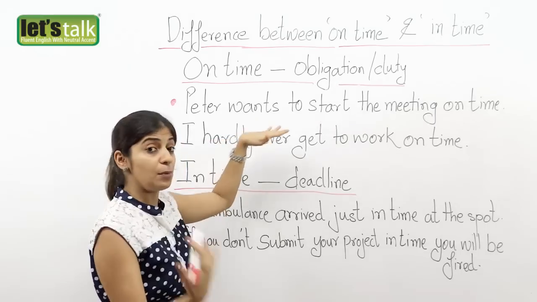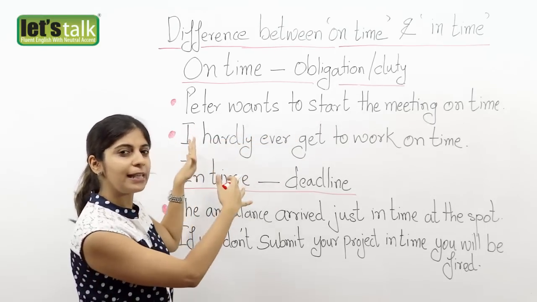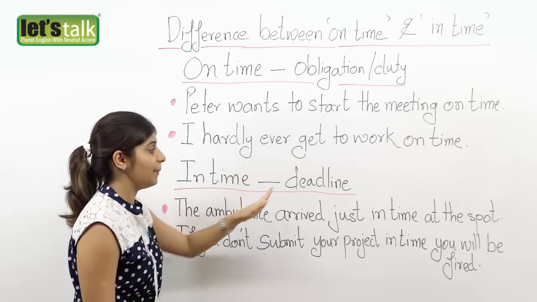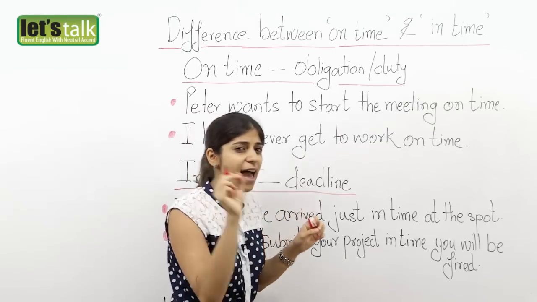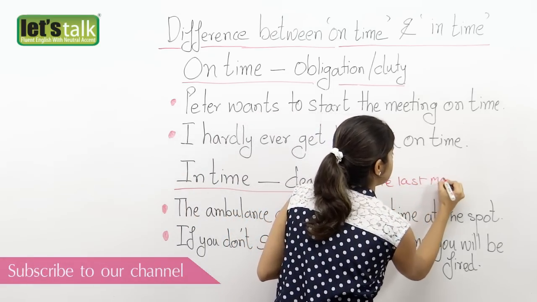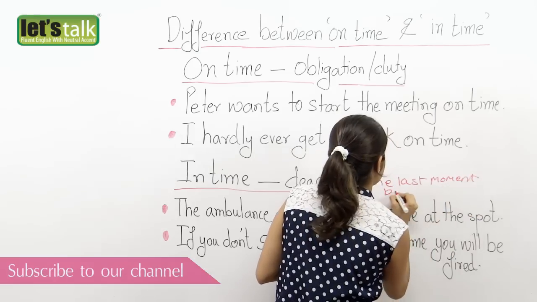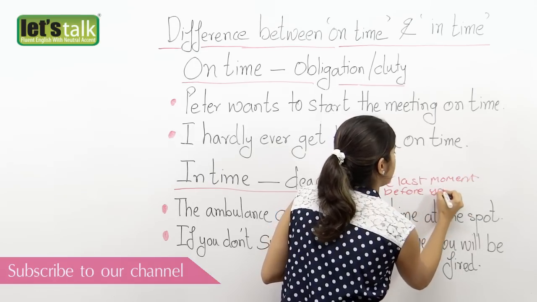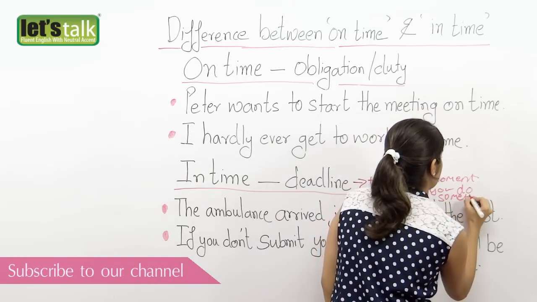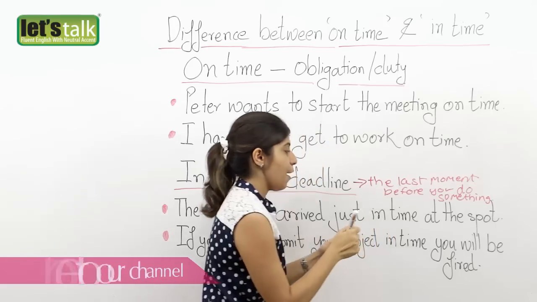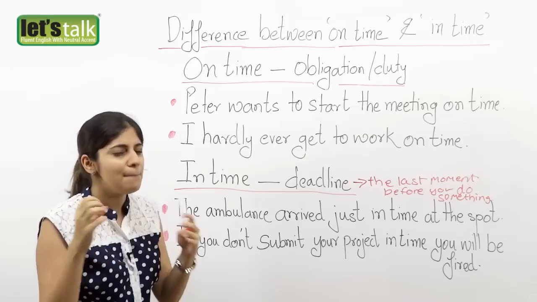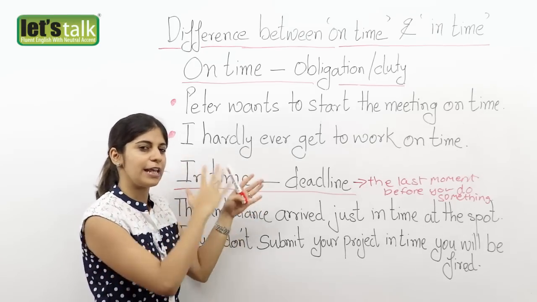So we will also look at some sentences, but before we look at the sentences, let's see what the phrase in time means. Now, in time is a deadline, so it's the last moment before you do something, okay? Okay, so that's what in time means, and on time. And while you talk in English, many of us make this mistake, so we are gonna get this cleared.